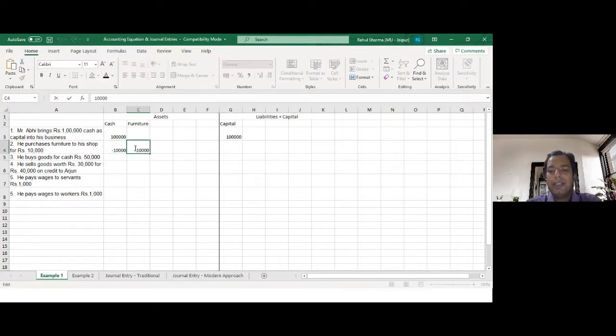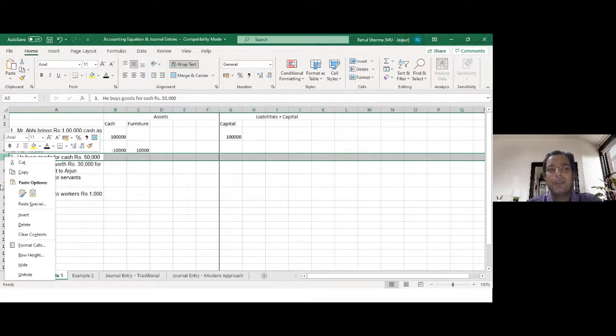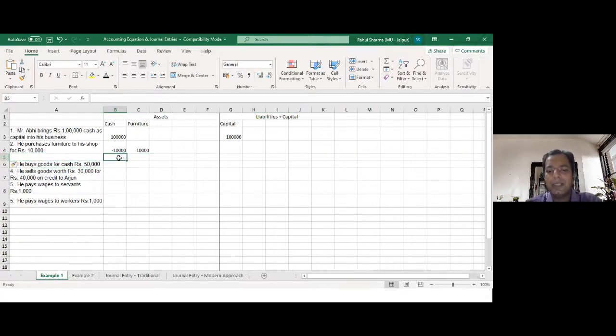So my furniture gets addition of 10,000, and my cash gets reduced by 10,000, right? Now we move further. This particular equation, which was earlier in this frame, will now look something like this. So now I'm left with 90,000 of cash. I have 10,000 of furniture.